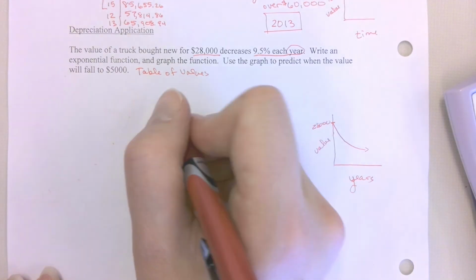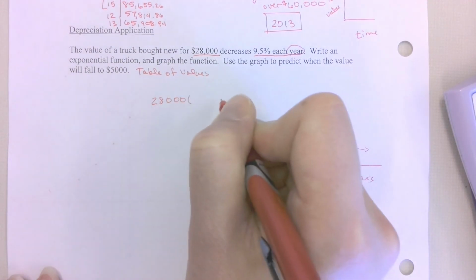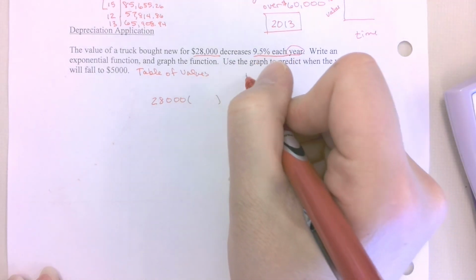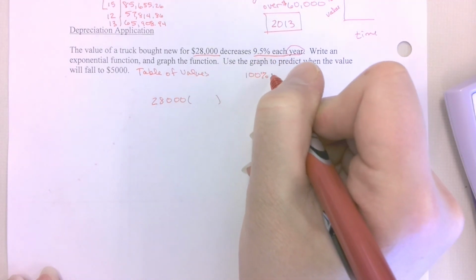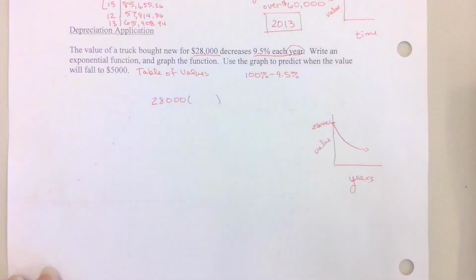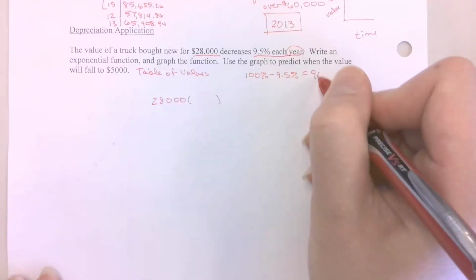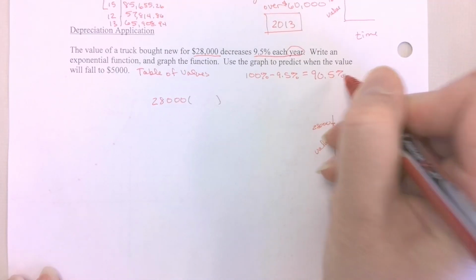We're going to go ahead and write our equation. It's 28,000 times my multiplier. Now, I'm starting with 100% of the value and losing 9.5%. So when it's decay, we want to take that away. It's good to double check your numbers. So we're taking 100 minus 9.5, and that gives me 90.5%. Sorry, it gives me a percent.